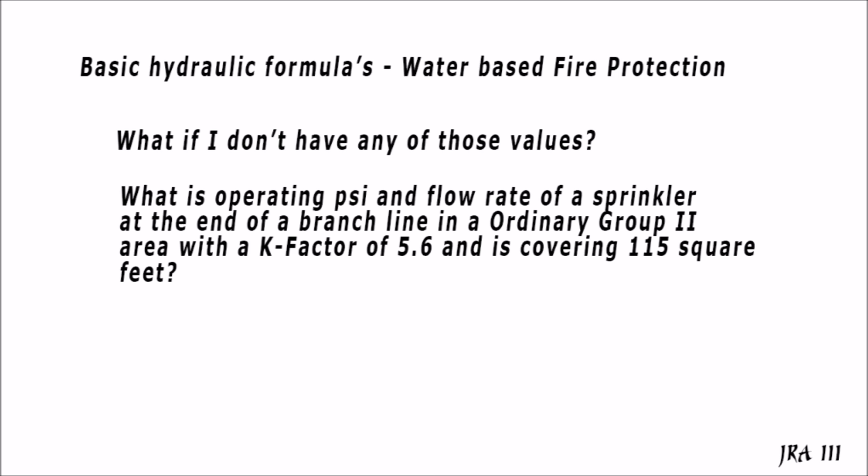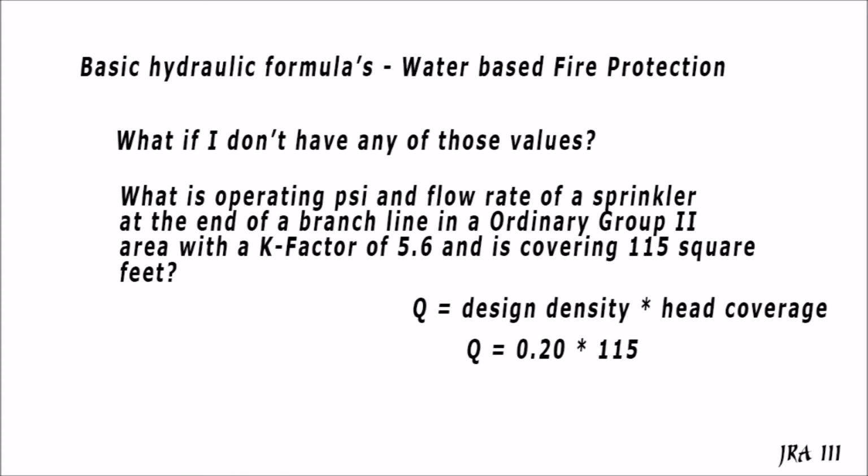What is the operating PSI and flow rate of a sprinkler at the end of a branch line in an ordinary group 2 area with a K factor of 5.6, covering 115 square feet? Here we get to that other formula: Q equals design density times head coverage. The design density of ordinary group 2 is 0.20, so we multiply that by 115 and get a starting flow rate of 23 GPM.